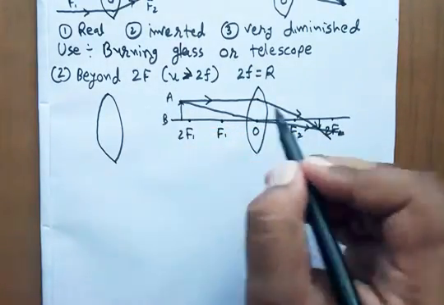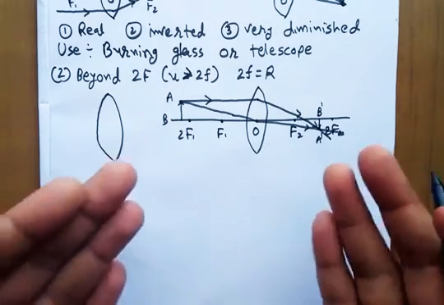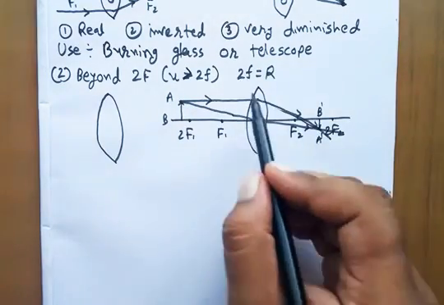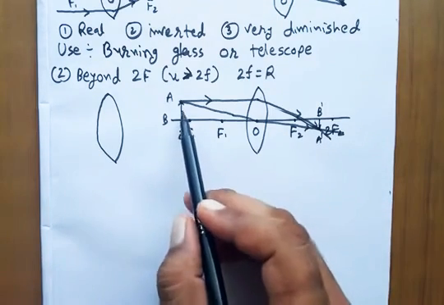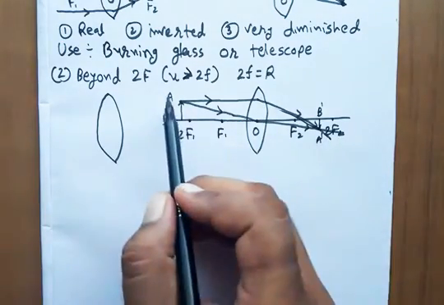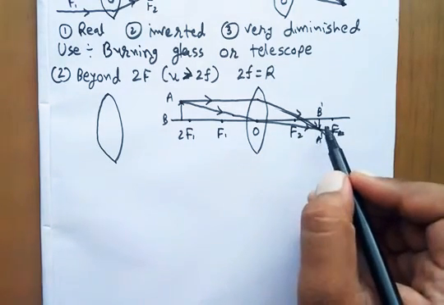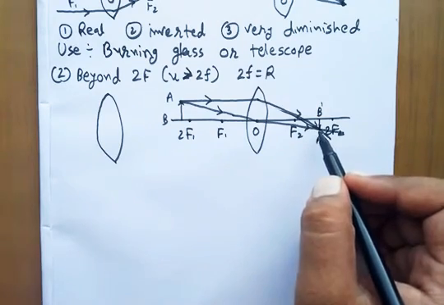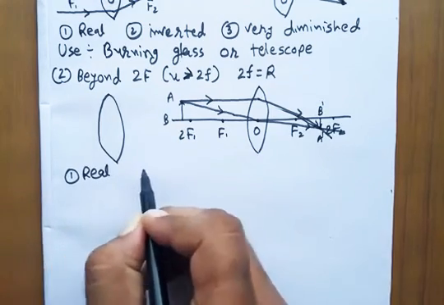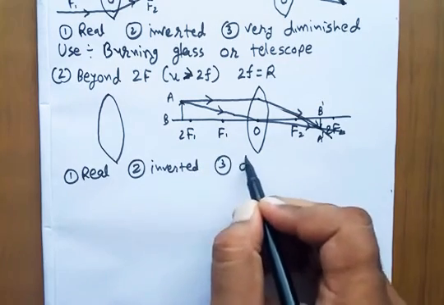The light rays refract through the lens and pass between f2 and 2f2, and the other light ray passes through O. No refraction takes place there; it emerges directly from the lens, and they intersect at this point. At that point the image is formed, and it is classified as real. It is also inverted, and third, it is diminished.